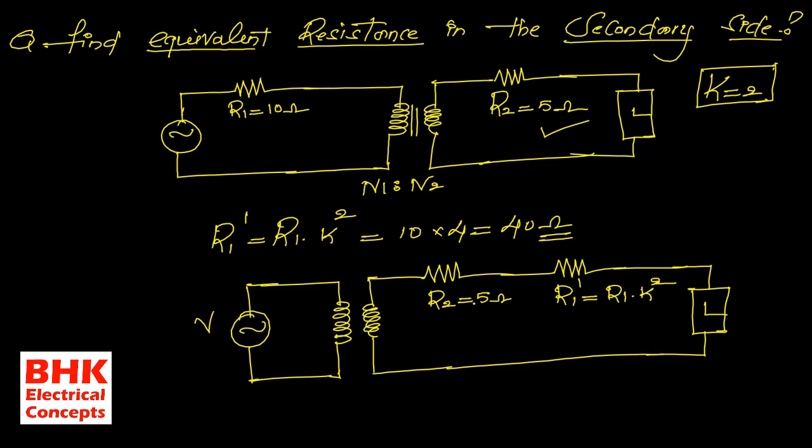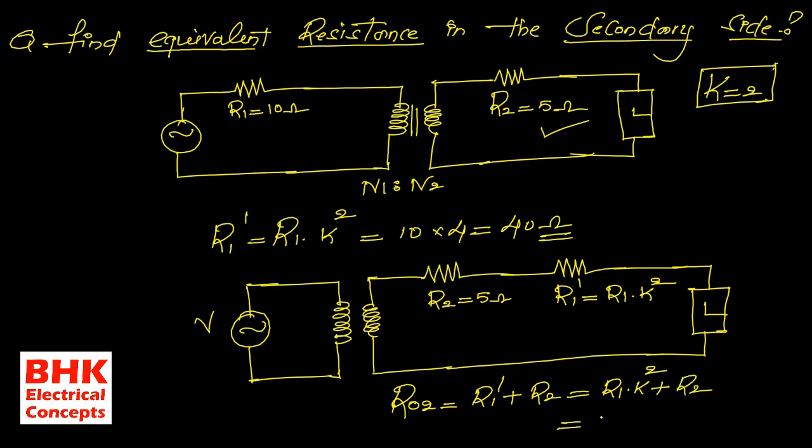Now here R2 and R1 dash are both connected in series. Then the equivalent resistance is given by R02. It means R02 is the equivalent resistance on the secondary side. So R02 is equal to R1 dash plus R2. Here R1 dash means R1 into k square, plus R2, which is again the same value, 5 ohms.